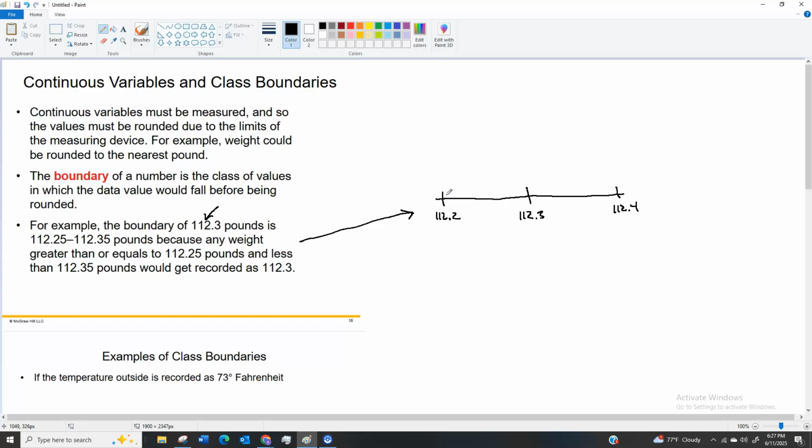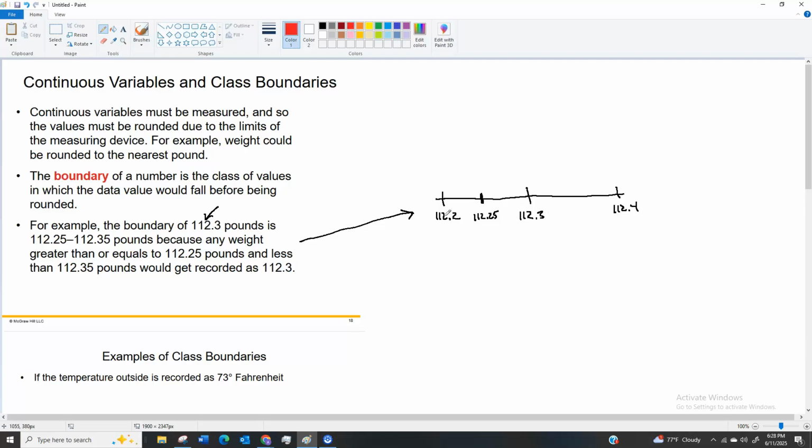Well, it wouldn't be at 112.22 or 112.23. It would be when you get to the middle. So when you get to the middle right here is when you would say, okay, I'm now closer or as close to 112.3 as I am to 112.2. And typical convention is when you get to that halfway point, when you get to a 0.5, you round up to the next. And so this would be 112.25. It would be halfway between 112.2 and 112.3.